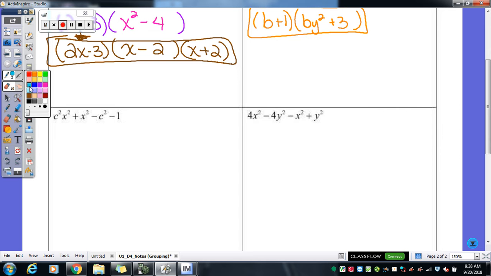All right, let's try our next two. So again, flower box. First 2 terms, and then second set of 2 terms. So within our first flower box, what's our GCF? X squared. So then on the inside, we would have c squared plus 1 when I divide both of those.